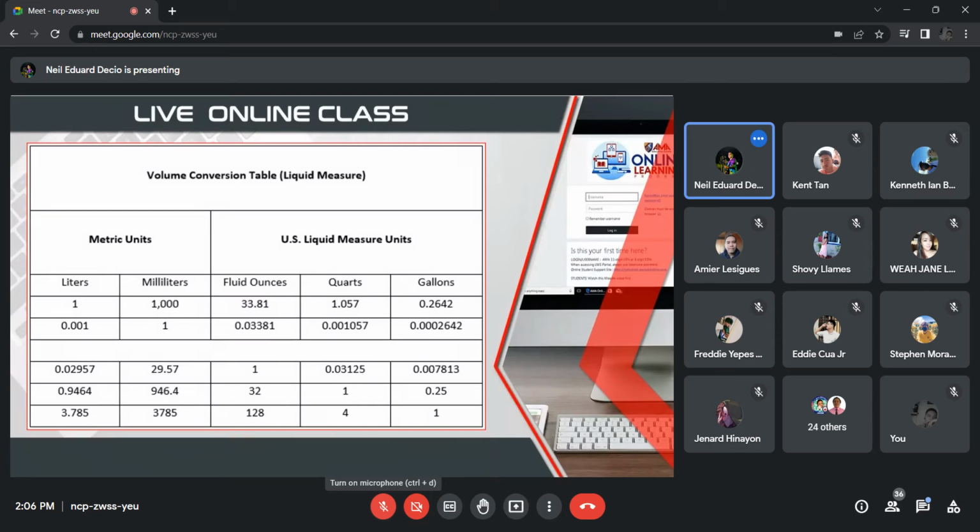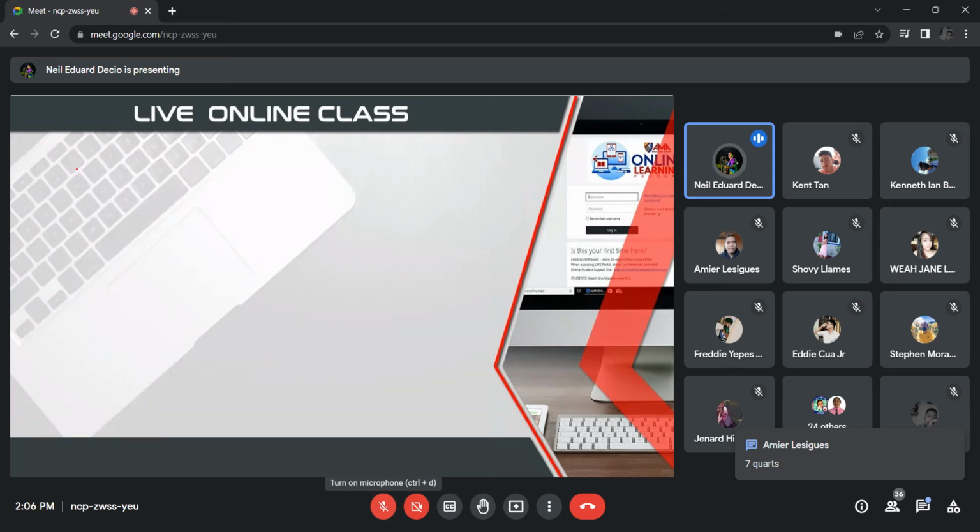Mr. Lisiges? Ilang quarts yung i-convert natin? Give me a quantity. A number. 7 quarts. Okay. According to Mr. Lisiges, we want to convert 7 quarts to milliliter. Okay. So that is, of course, we want to put 7 quarts.